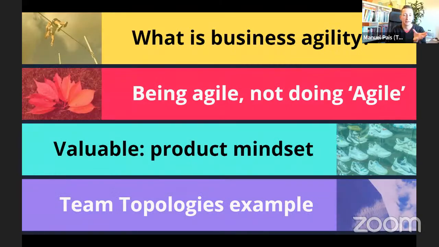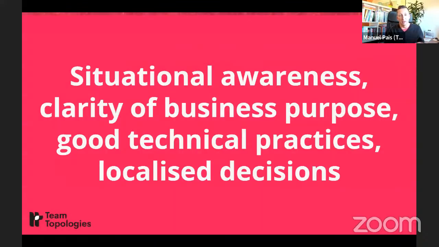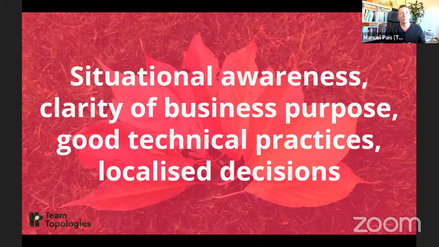And so very briefly, to sum up, we looked at these four sections. Team Topologies and the idea of business agility really should be about how to respond rapidly to changing external and internal conditions, like we've seen. Being agile is more than following the ceremonies. From our point of view, it is having situational awareness, clarity of business purpose, having good technical practices, and empowering localized decisions, because we thought about how to decouple teams and how to have clear streams of value for the business.